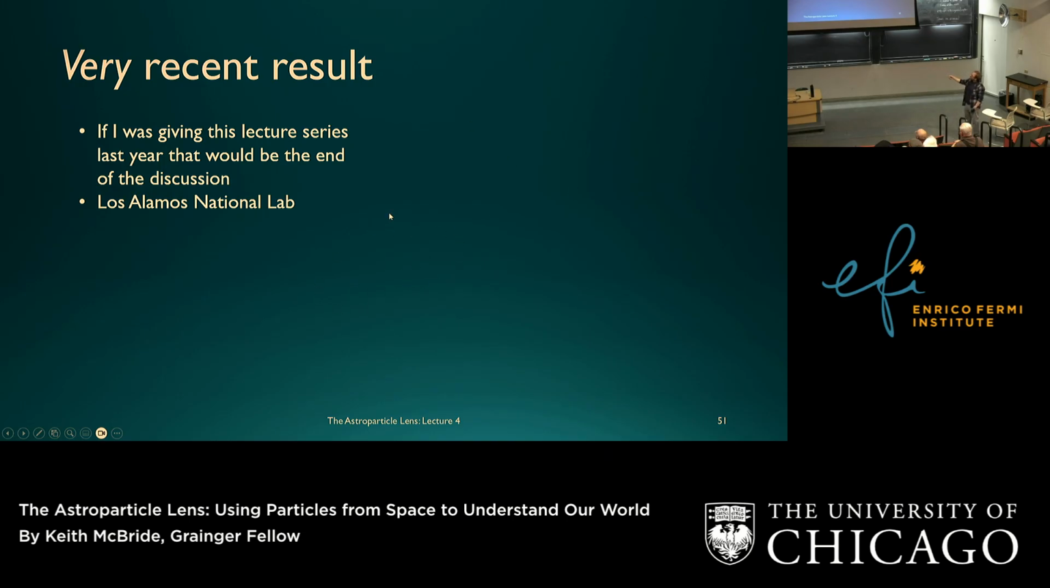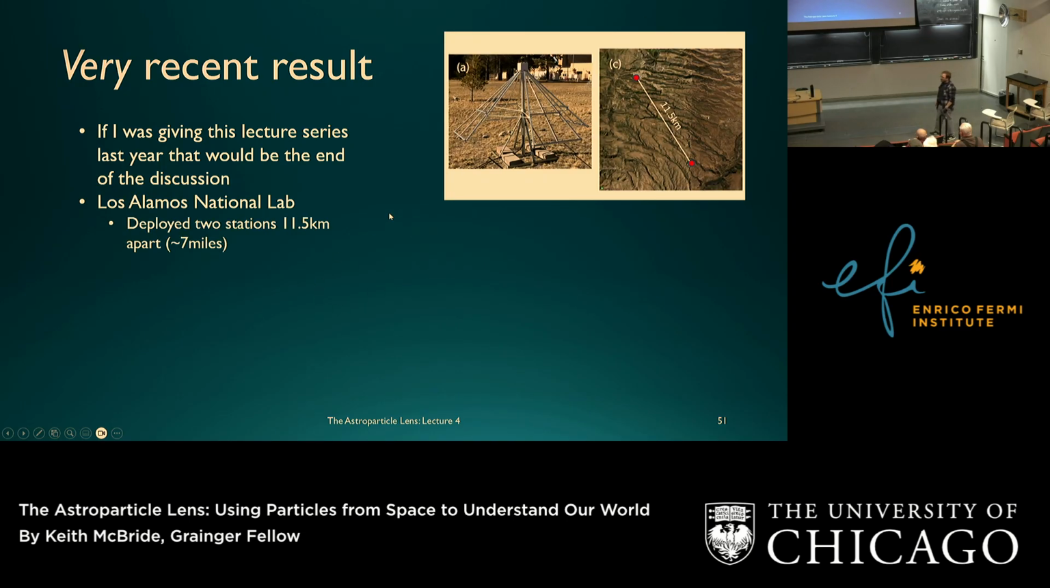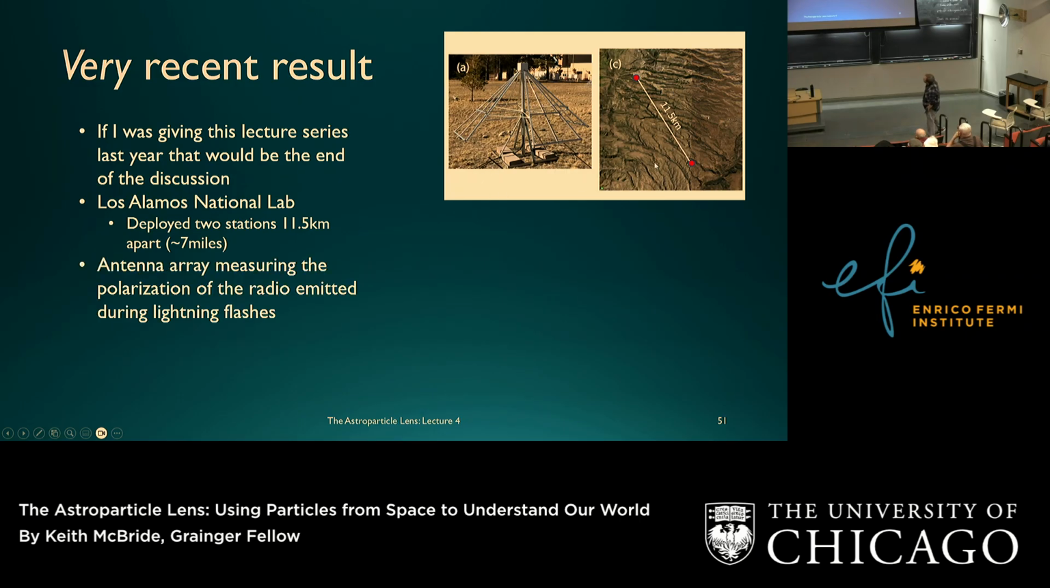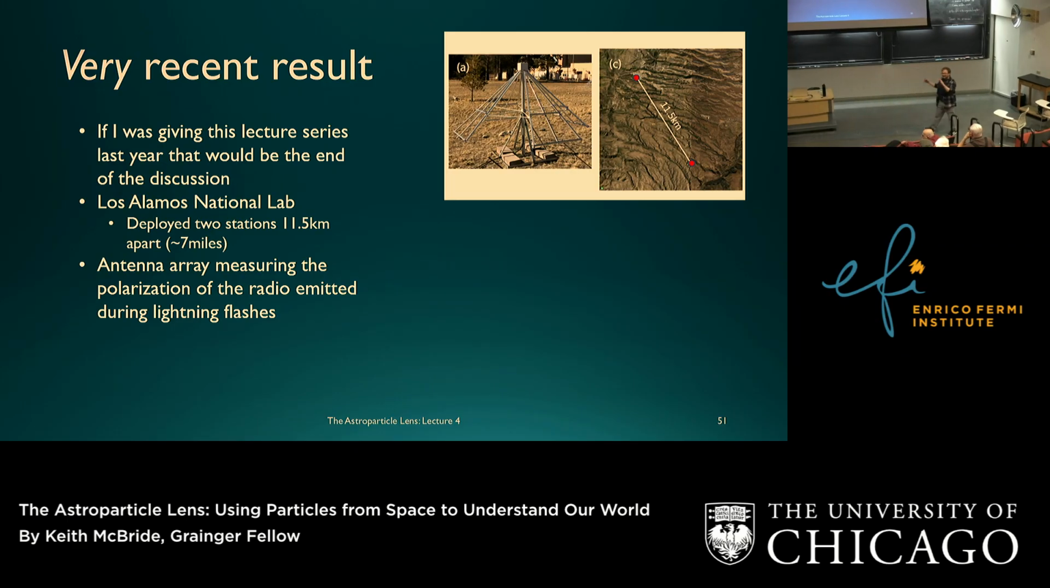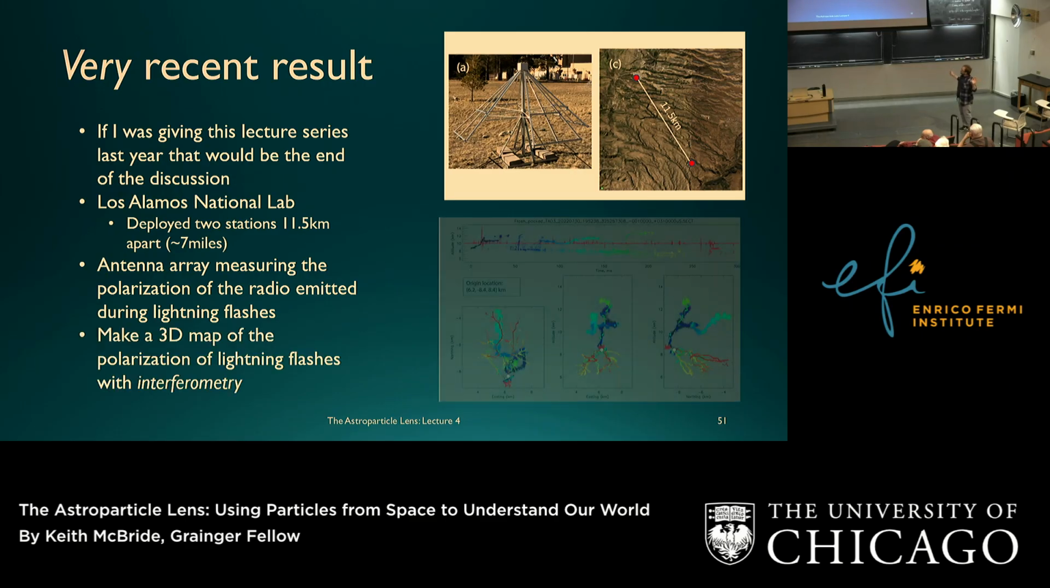the thing is, Los Alamos National Lab actually went and deployed 2 stations of radio antennas 11.5 kilometers apart, right? That's about 7 miles. And the kinds of radio antennas here, in the tens of megahertz range for those in the front who are interested in radio, have an 11.5 kilometer separation. And these antenna arrays measure the radio polarization of the air, right? They just listen to the air and measure the radio emission and polarization of the radio waves.